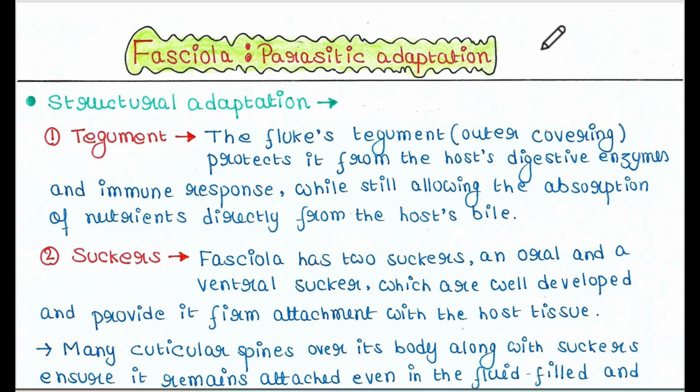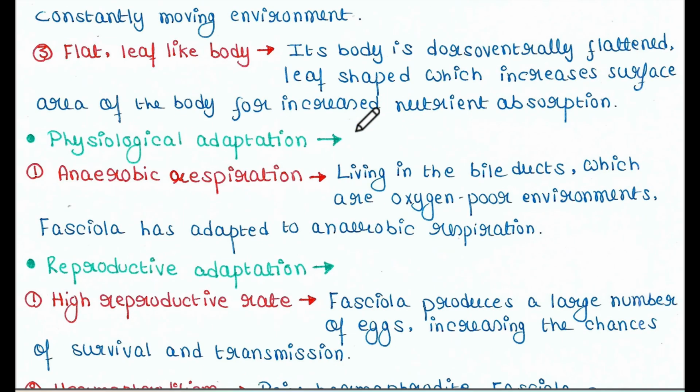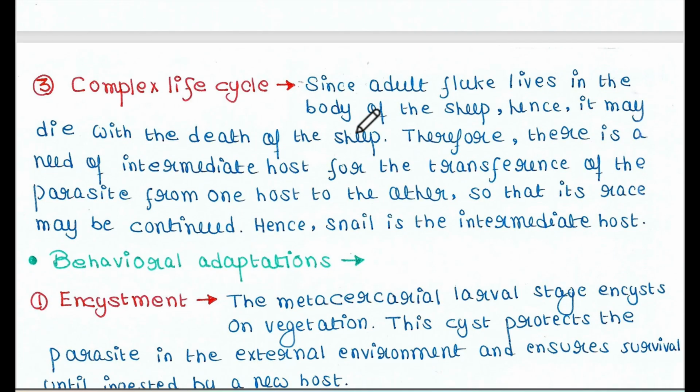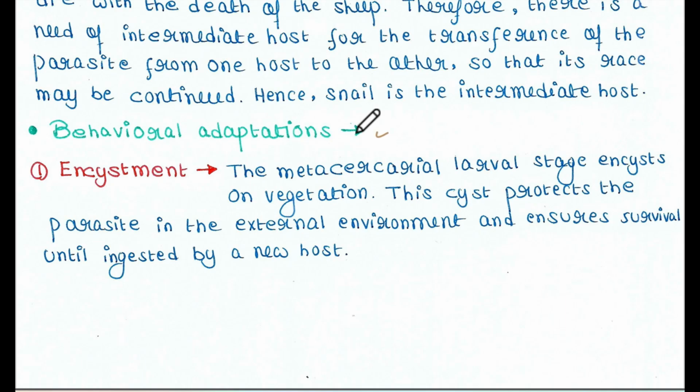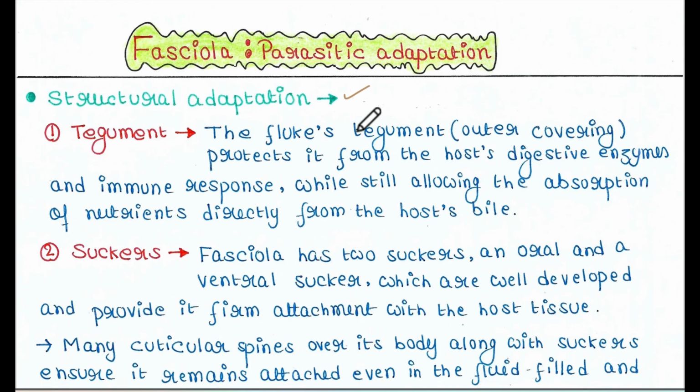So in our previous lectures, we have talked about Fasciola. And we have seen that it is a parasite and lives in the liver. So it must have some adaptations in order to survive in the body of the host. There are different types of adaptations, such as structural adaptation, physiological adaptation, and reproductive adaptation, as well as behavioral adaptations. So we will talk about them one by one.